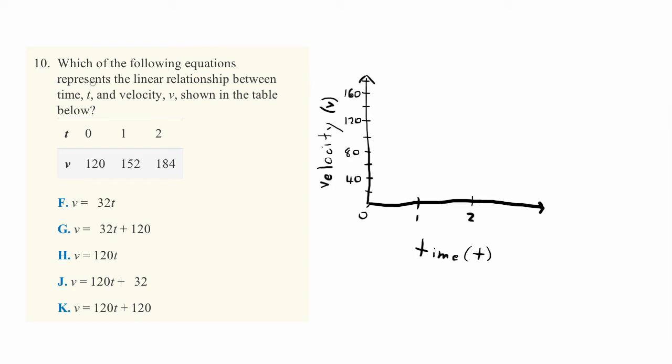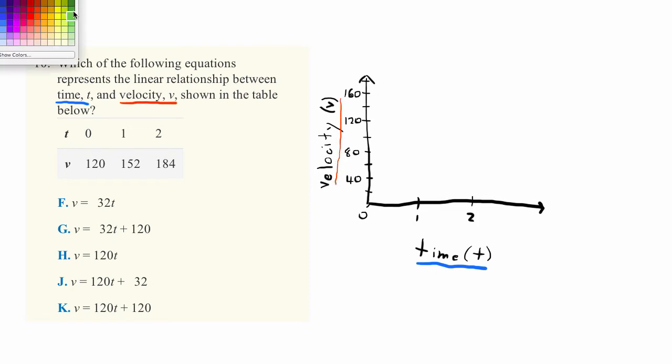Which of the following equations represents the linear relationship between time t and velocity v as shown in the table below? Before we actually calculate that formula, I want to show you exactly what they mean by that. So let's plot the points of t and v on this graph here.